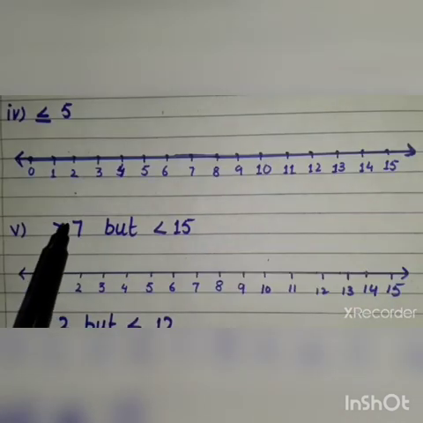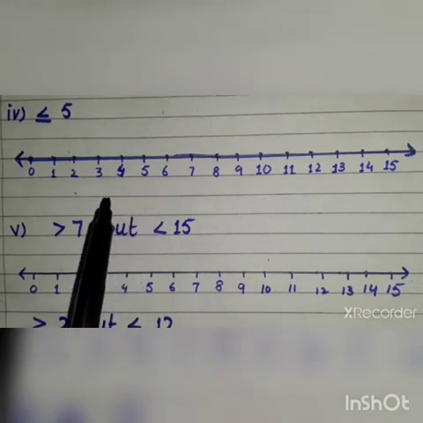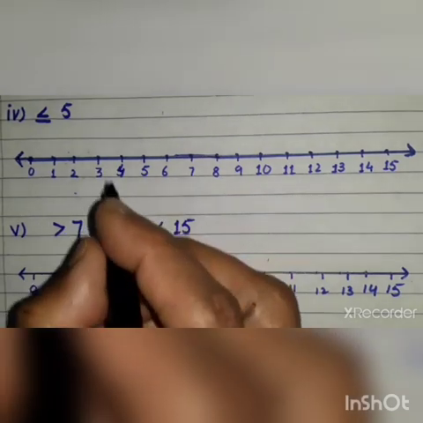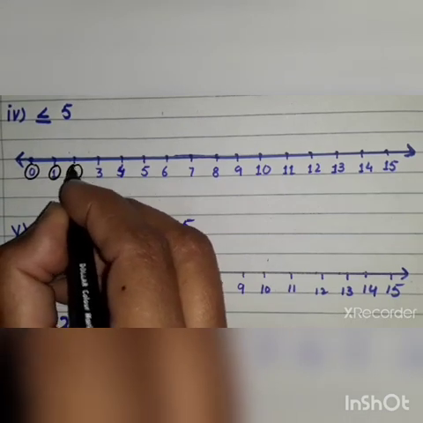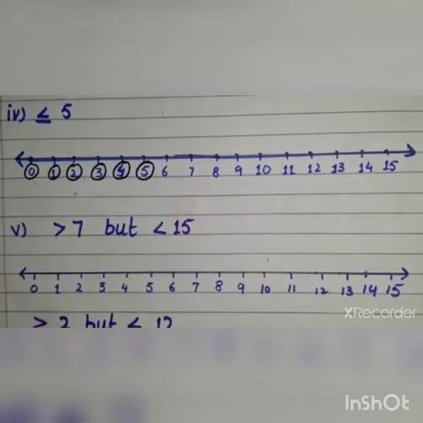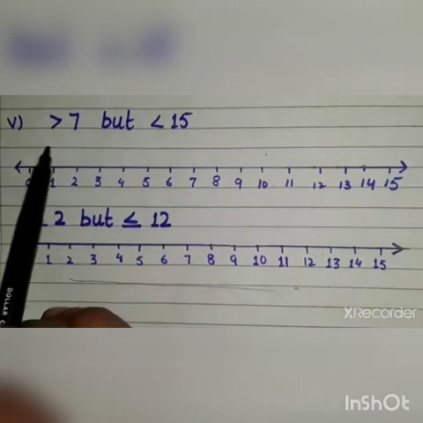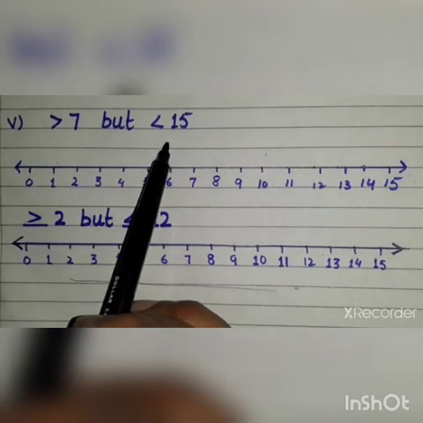In this question, we will circle the whole numbers from 0 to 5 to represent 2, 5, as this symbol is used to represent less than or equal to. So we start from 0, 1, 2, 3, 4, 5.